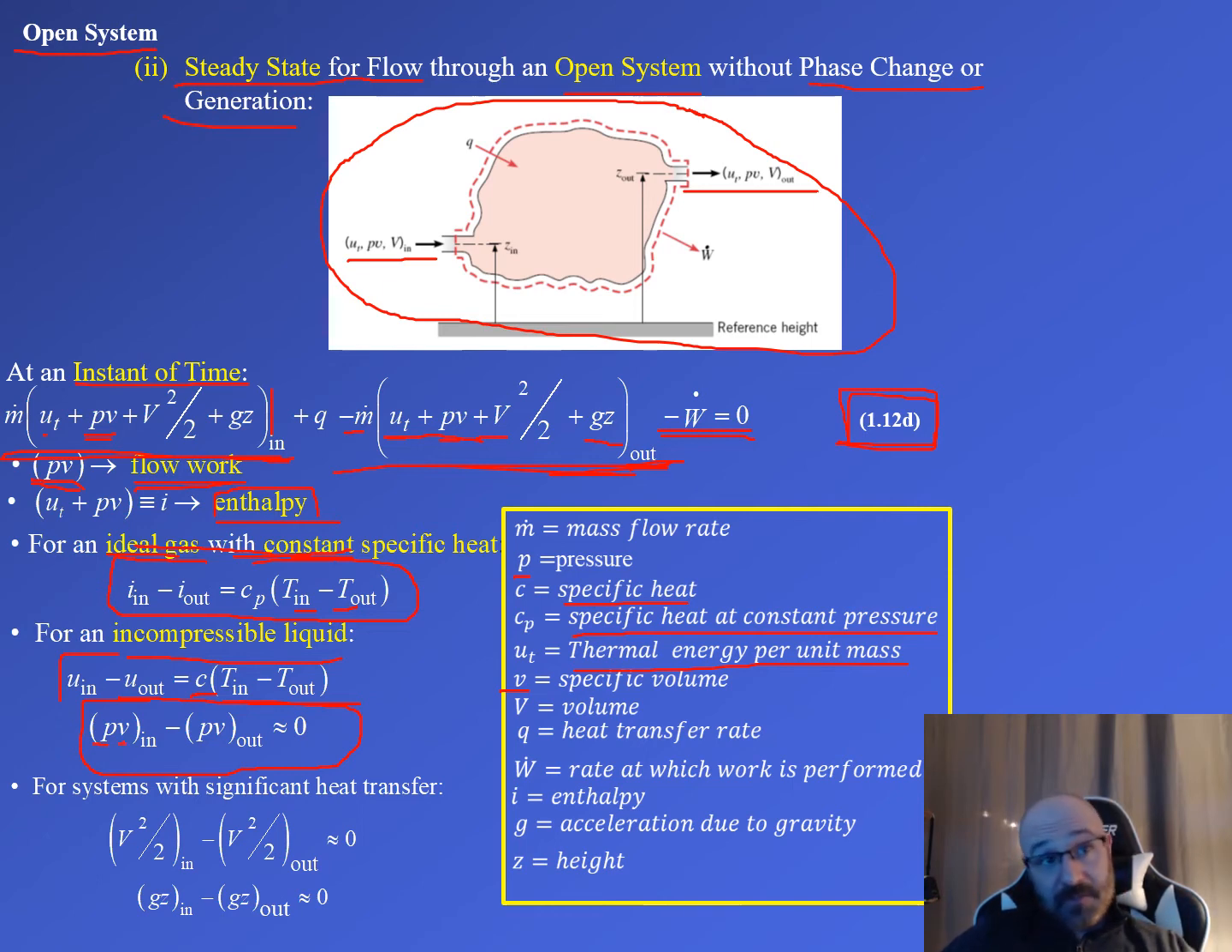Now, for the case where we have a system with significant heat transfer, we can make a little bit more of an assumption here. This is saying that these terms, V squared over 2 for the in minus V squared over 2 for the out, are going to be approximately equal to 0 for systems with significant heat transfer. So these are all things that we want to pay attention to when we're reading through the problem statement. Make sure we understand if it just tells us, hey, this is an incompressible fluid, or hey, this is an ideal gas, or it's air, so we know it's an ideal gas. Things like that are going to help us simplify some of these more complicated general governing equations.